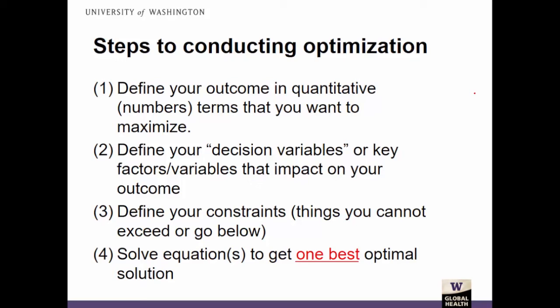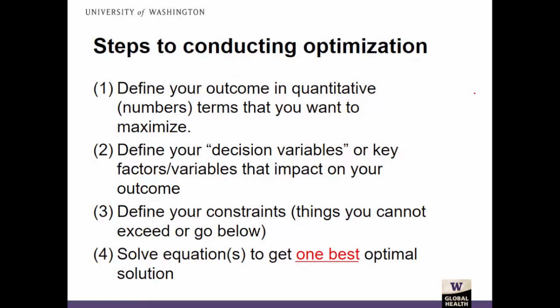So second, you need to define your decision variables, or key factors and variables that are impacting your outcome. For example, what is it that affects the waiting time at a clinic? We've used this example many times. So the number of doctors might impact this. The number of patients obviously impacts this. The number of beds available.